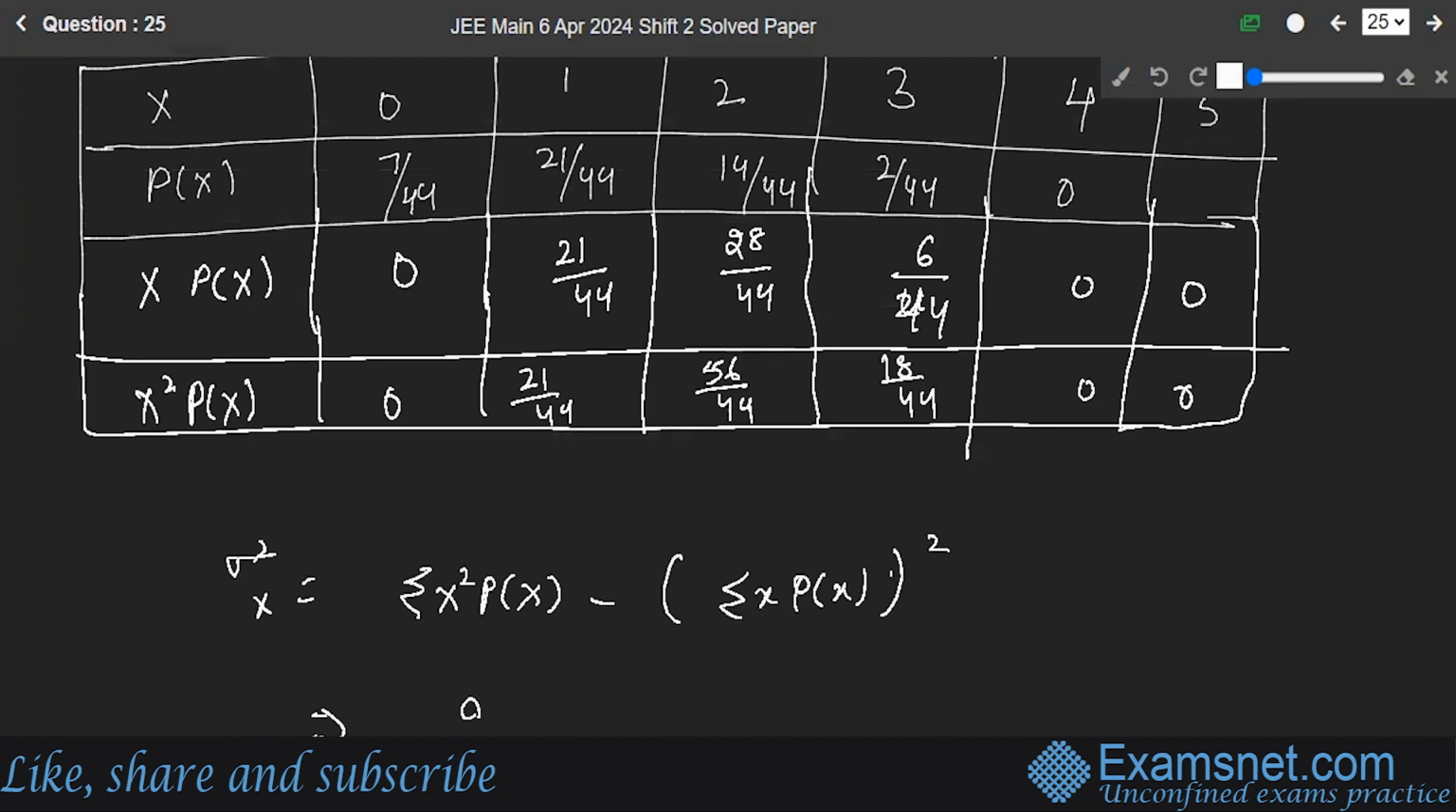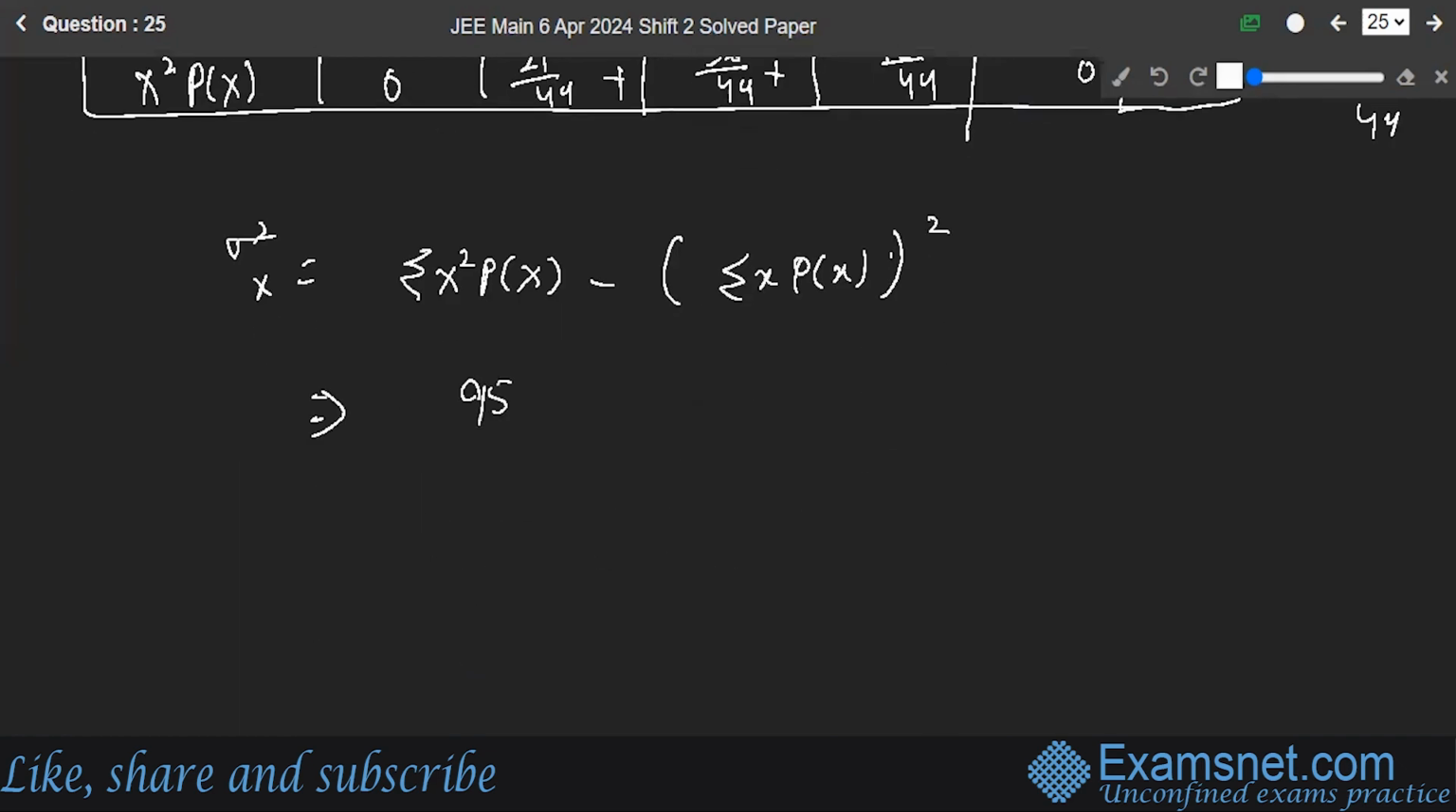On solving this, adding them, this and this, you will get the value as 95 by 44, and on adding these terms, you will get the value as 55 upon 44. Let's write it over here. So this is 95 upon 44, 55 upon 44 square. So let's take 1 by 44 outside, or let's do directly only.